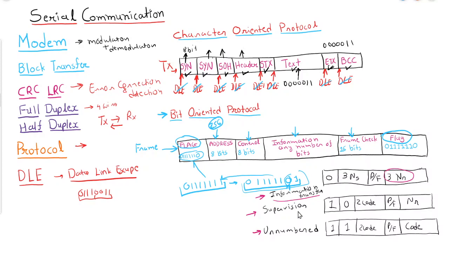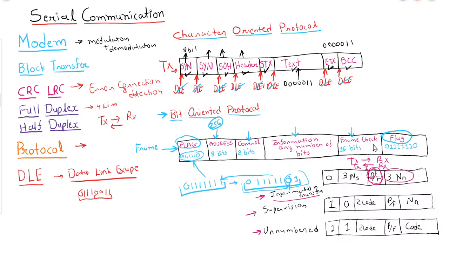Now what is supervisory mode? Before discussing that, what are P and F? Here P means poll and F means final. Whenever the source, meaning TX, is sending data to RX, the value of P will be 0, meaning P will be used. And whenever RX, the receiver, is sending data to TX, this bit will be 1, so it is final. This denotes the direction of communication, whether it is primary to secondary or secondary to primary.